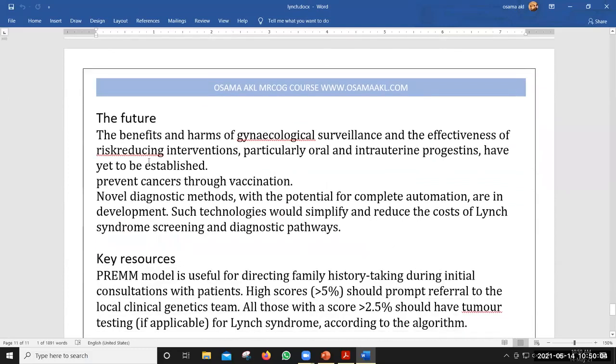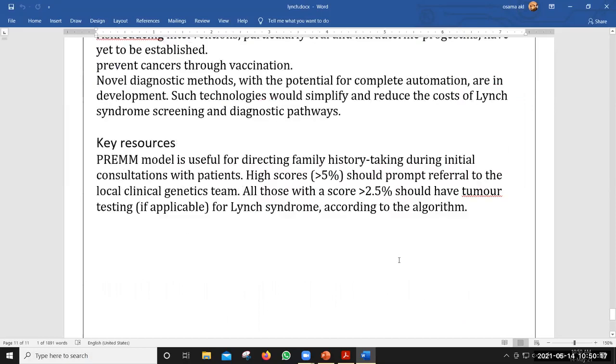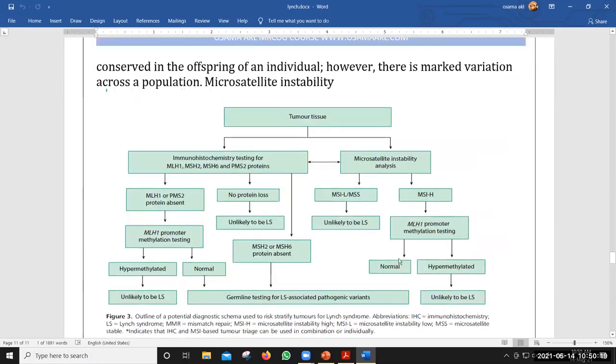In the future, they are trying to make a vaccine against these tumors, which is something very promising. Because we have a tendency for multiple tumors, we can make a vaccine. Okay, this is a summary of Lynch syndrome.